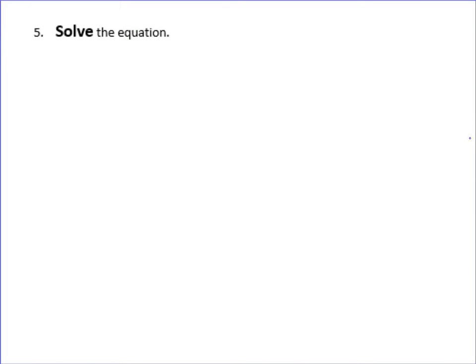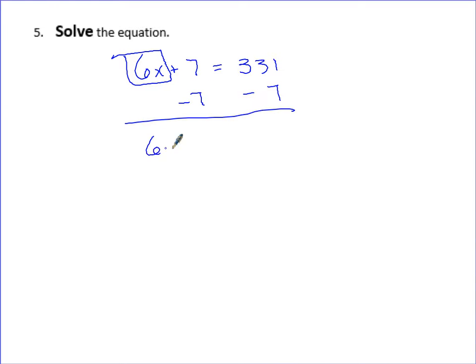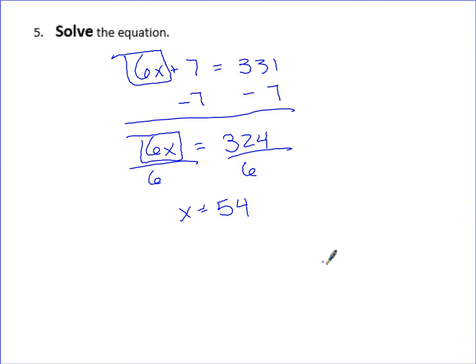Then we have to solve the equation, just like we've been doing this whole chapter. I'm going to put my variable term in a box and get rid of what's outside. So minus 7, minus 7. Now I have 6x equals 324. Now all I have left is my box, so I need to divide by what's inside. 324 divided by 6 is 54. So I got x equals 54.